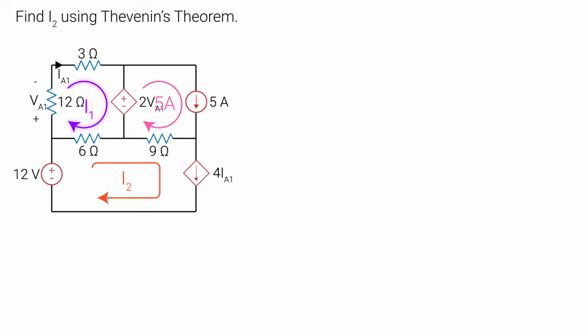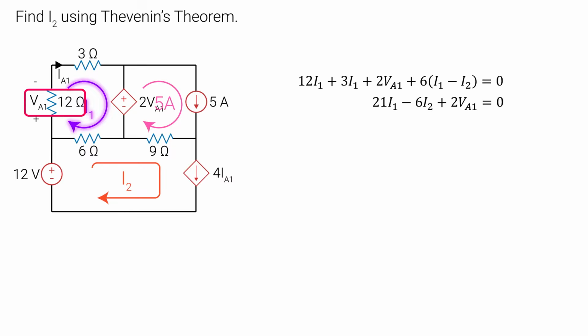Let's start with the top left mesh. Let's simplify this equation. Note that VA1 is actually just the voltage of this 12 ohm resistor, and that's just 12 ohms multiplied by I1. So we can replace that in our equation.